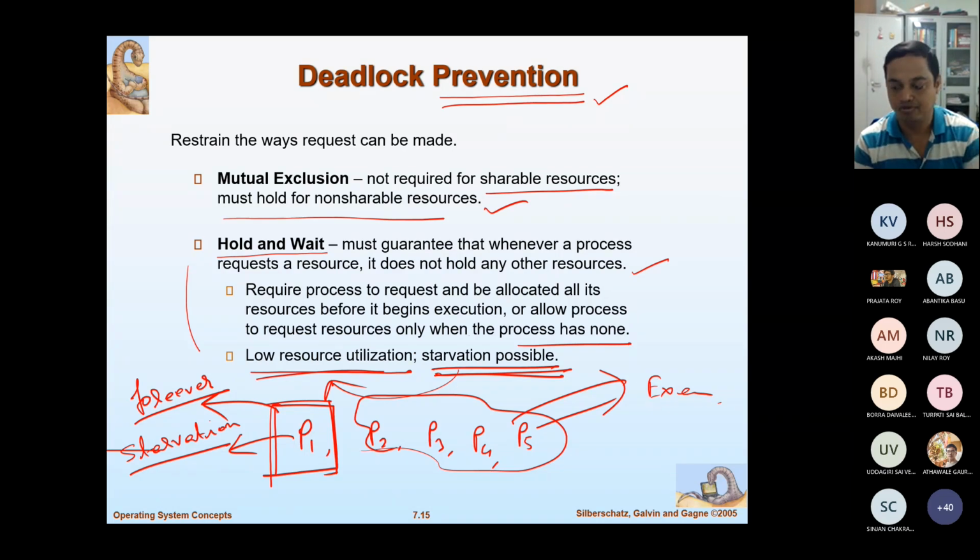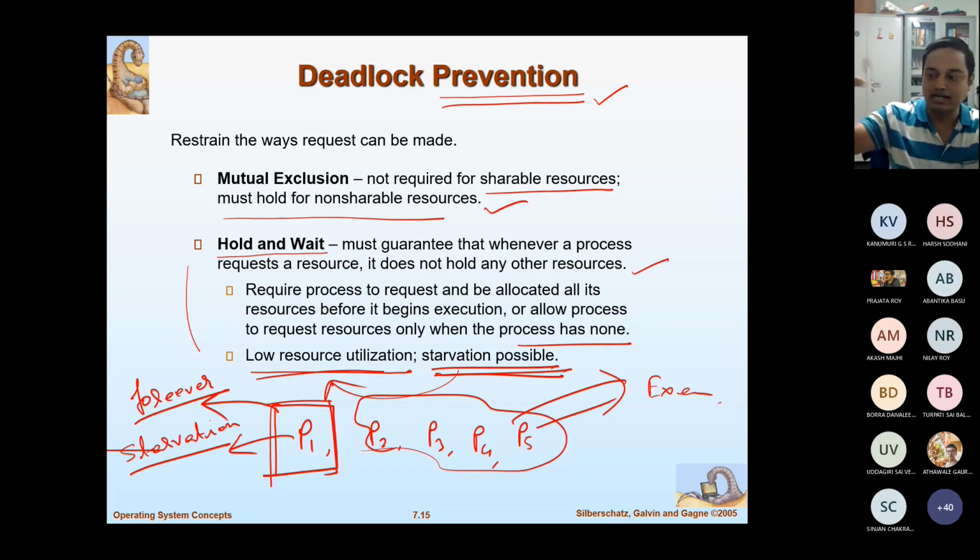Sir, when the process needs to release the previous resources to get a new resource, and on the other end it needs many resources at the same time to execute, then it cannot run. That is starvation. That is what I am saying. That is starvation.